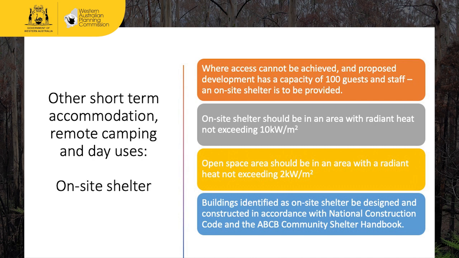Where vehicular access cannot be achieved, shelter on site can now be provided as an acceptable solution to address this in some instances. Where development proposes a maximum of 100 persons, a shelter can be provided as an acceptable solution. For proposals which involve more than 100 persons at any one time and access cannot be achieved, a performance principle is required to demonstrate that the risk can be mitigated through the use of an on-site shelter. The requirements for the provision of an on-site shelter have not been changed from what was included in the position statement for tourism land uses in bushfire-prone areas.